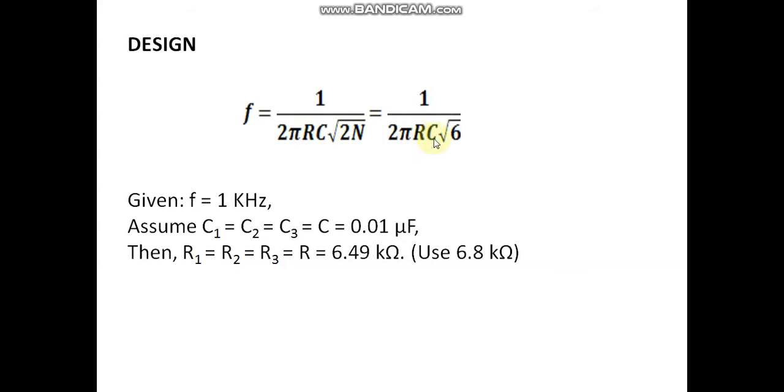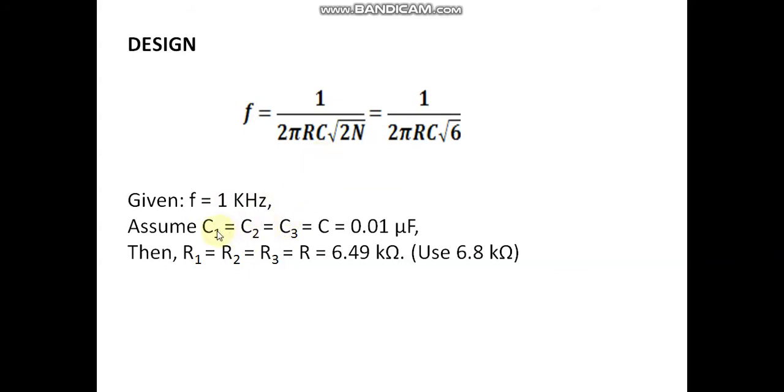So F equals 1 by 2 pi RC into root 6. You can see you have one equation, and in designing you have to design the RC components themselves, to tell you what is the frequency that is generated by the RC phase shift oscillator. So you have two unknowns. F will be given to you. You have to design either for 1 kilohertz, 2 kilohertz, whatever is given. So here the example is taken for 1 kilohertz.